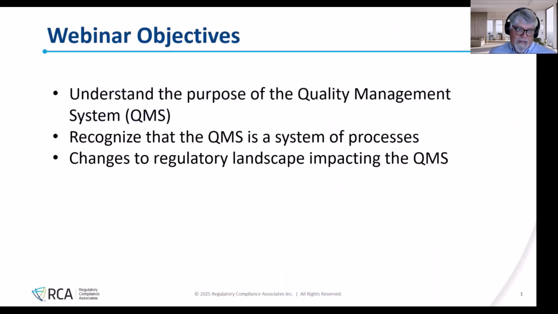Today's webinar objectives will be the following. It's a high-level, fundamental understanding of the quality management system, and in particular, the purpose of the quality management system, its design intent. In addition, we like to make sure we recognize that the quality management system is a system of processes. That'll be a big impact going forward from an auditing perspective, in terms of the auditing, going from an element-based audit to a process approach audit.